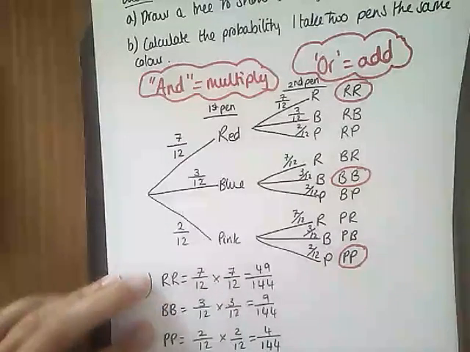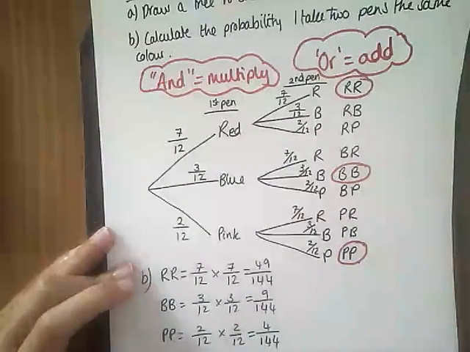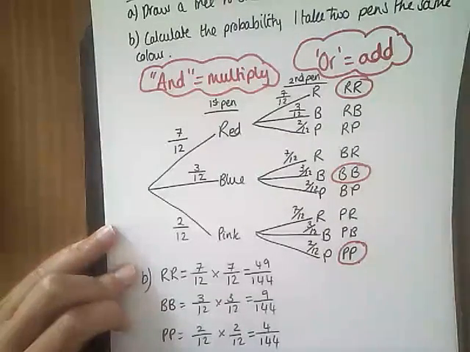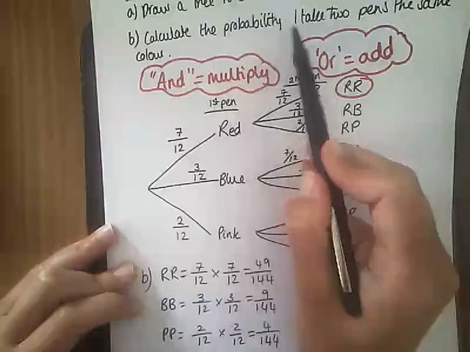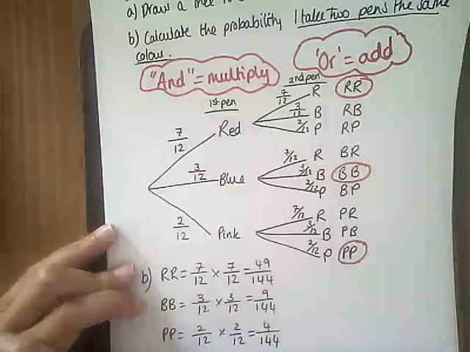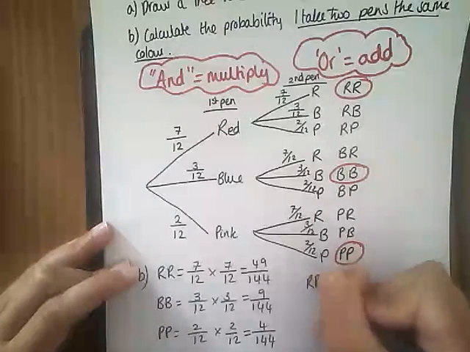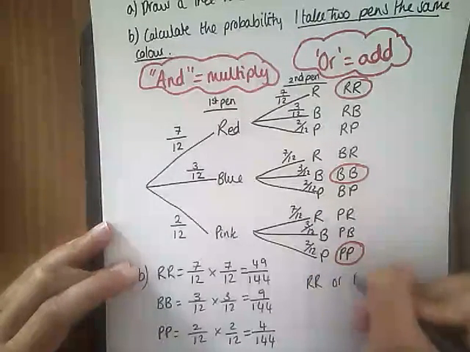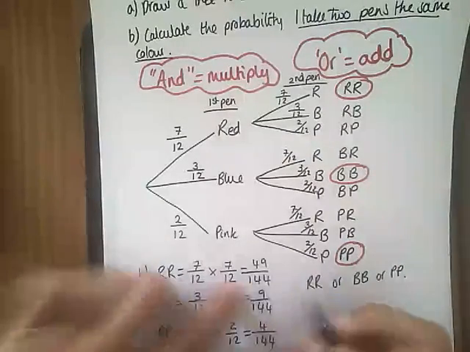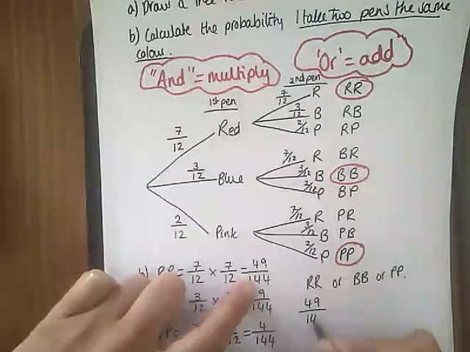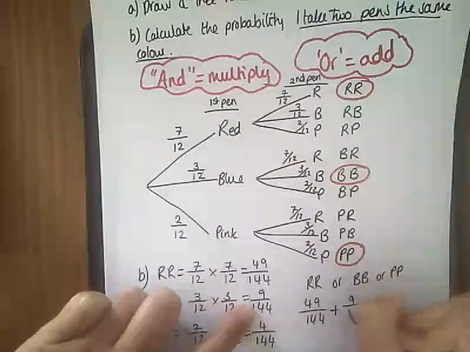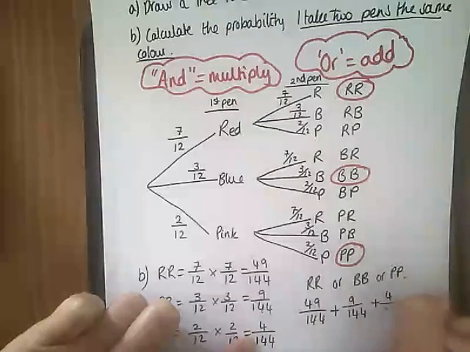Okay? Now you'll notice I haven't simplified any of my fractions yet, and the reason I have not done that is because this step becomes easy. So, the question asked me to find the probability to get 2 pens the same colour. It doesn't matter what colour they are, but they've got to be the same colour. So that's either 2 reds, or 2 blues, or 2 pinks. So that's going to be the probability of taking 2 reds, which we've just worked out, or, which means add, the probability of taking 2 blues, or the probability of taking 2 pinks.